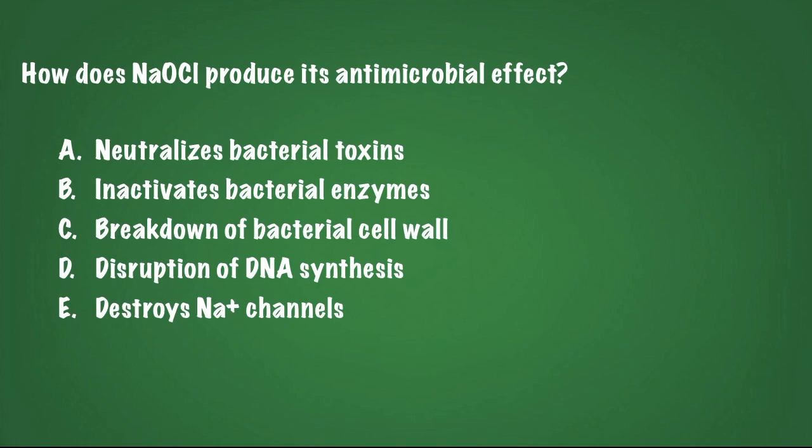How does NaOCl, or sodium hypochlorite, produce its antimicrobial effect? Does it neutralize bacterial toxins, inactivate bacterial enzymes, break down the bacterial cell wall, disrupt DNA synthesis, or destroy sodium channels? The correct answer is D, disruption of DNA synthesis. Sodium hypochlorite is the root canal irrigant of choice and is a very effective bactericide. It acts by penetrating the bacterial cell wall, chemically combining with the protoplasm of the cell and disrupting DNA synthesis.